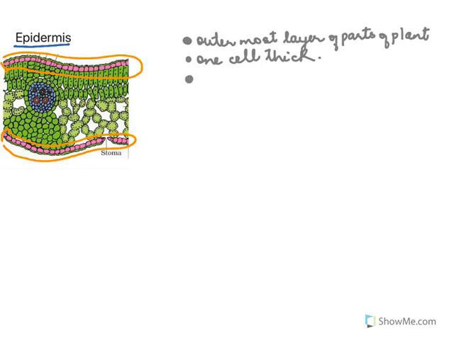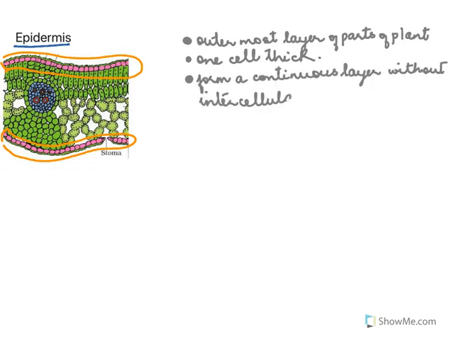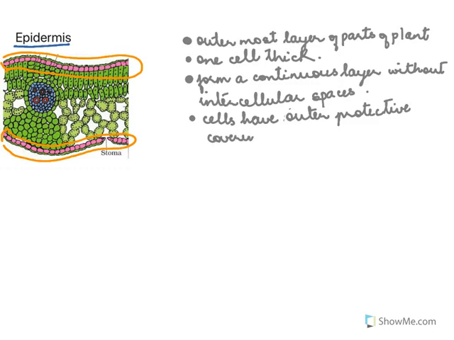Being protective in nature, the cells of the epidermis are very closely packed. They form a single layer with no intercellular spaces. The cells also may have an outer thicker covering to protect the inner parts of the plant. Outer protective covering.